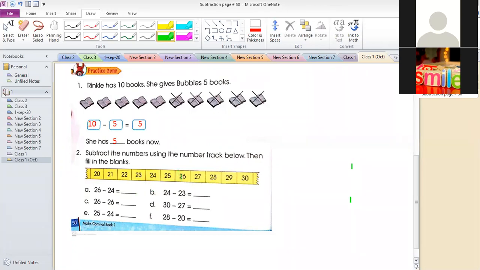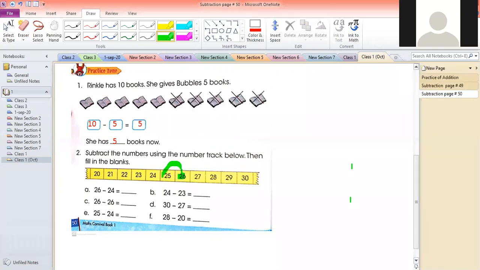Start from 26, go back until you reach 24. This is 26, go back. Count with me. 1, and 2.